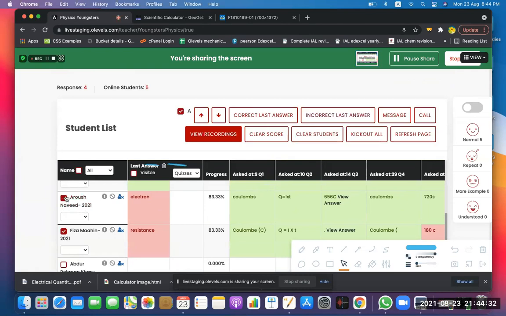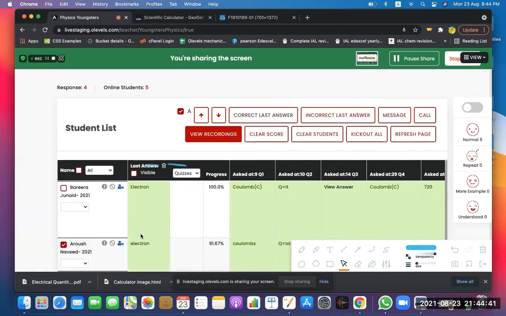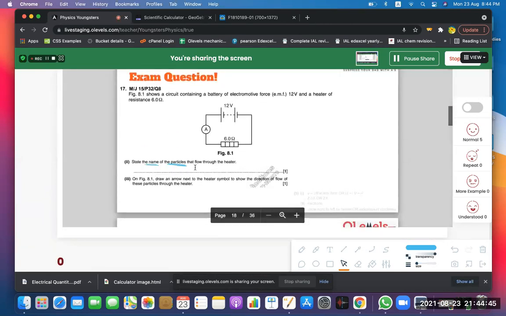Oh, sorry, I mistakenly selected Arush. Okay, Fiza, what was the answer? Which particle flows through the heater? Fiza, which particle flows through the heater? Electrons. Very good.